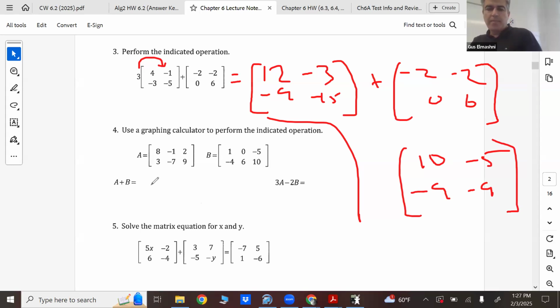For 4, you can use a graphing calculator if you want, or you can just do it. A plus B. So if you guys want to read for me, what do you think A plus B is going to be? 9, hopefully. 8 plus 1. Okay, what's the next one? Okay, good. Thanks. -3. I'll just do it really fast. Okay. The next one's a little more involved. Why is it more involved? What do you have to do first?